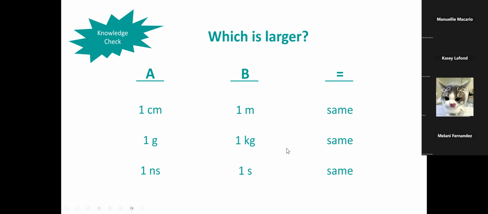Okay, how about the next row? 1 gram or 1 kilogram? What's bigger? Oh, we have some disagreements here. All right. So a kilogram, the prefix kilo means 1,000, 10 to the third. So 1 kilogram is 10 to the third grams. It is actually bigger than a gram. 1 kilogram is 1,000 grams, so it is 1,000 times bigger than a gram.